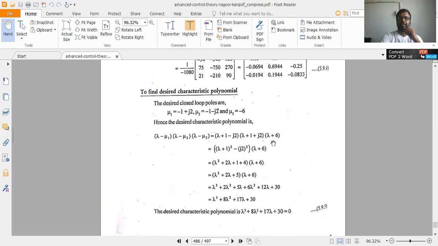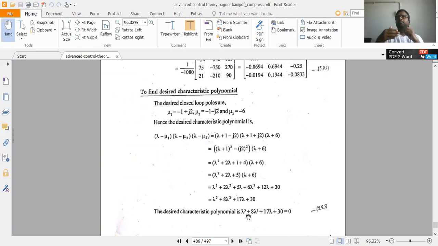So after equating, we are getting the desired characteristic equation as lambda cube plus 8 lambda square plus 17 lambda plus 30 is equal to 0. This is the desired characteristic equation.